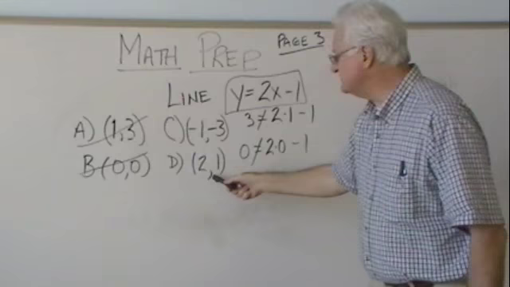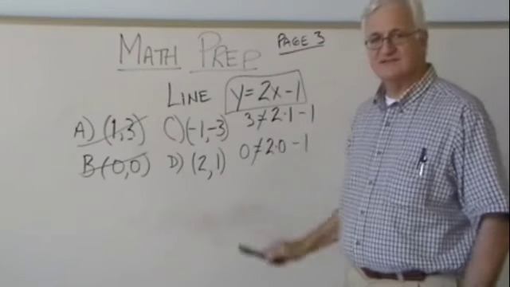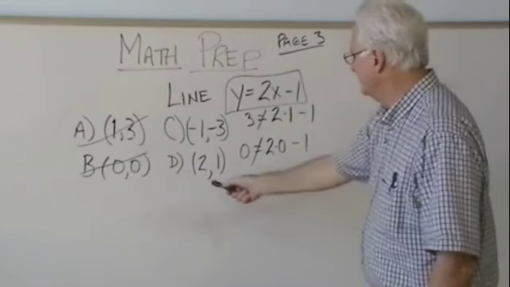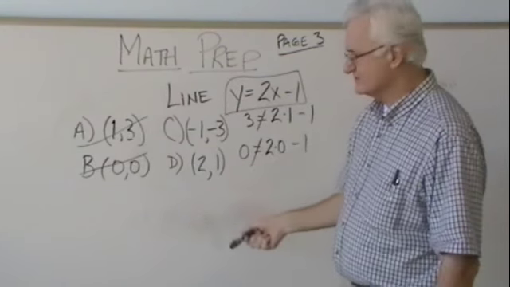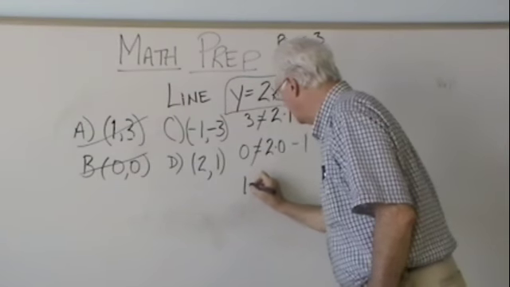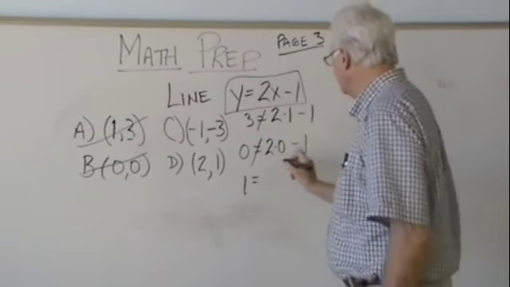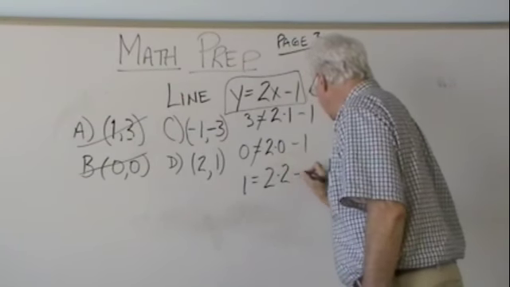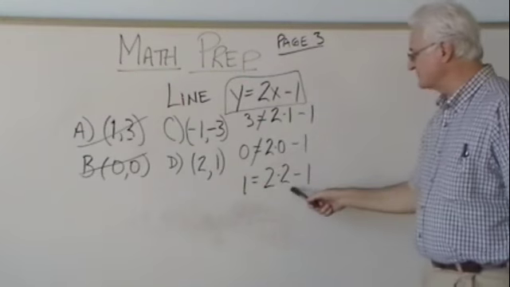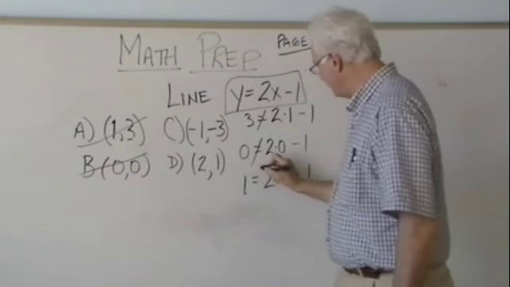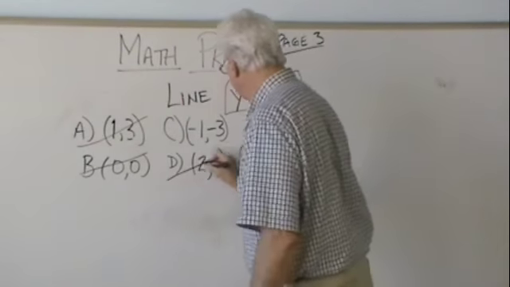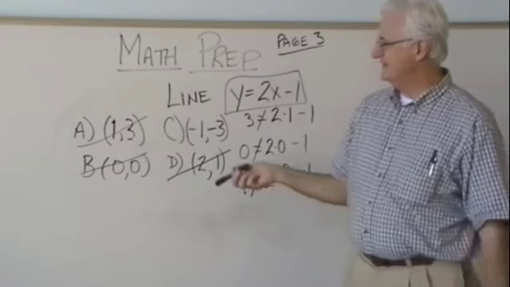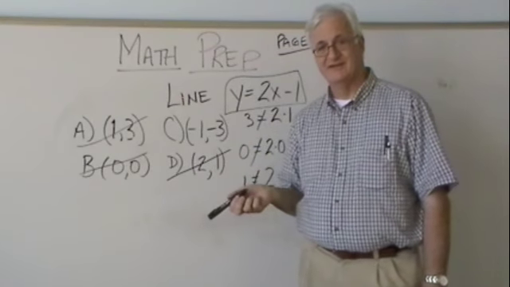Now, here, this is an easier number. I'm lazy. That's got negative signs. Let me try this one. X is 2, Y is 1. Does 1 equal 2 times 2 minus 1? 4 minus 1 is 3. 3 does not. Dang, I'm picking the wrong one. That doesn't equal. By elimination, we know that is the answer.